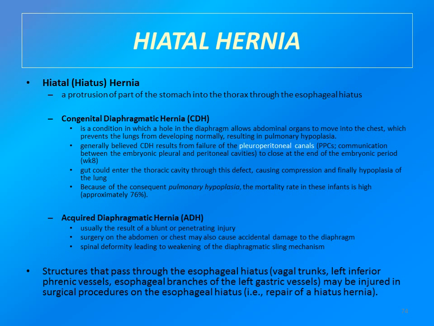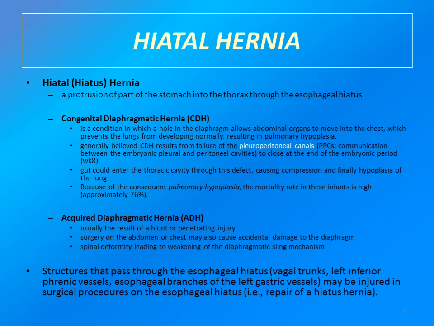In a prior lecture, we discussed hiatal hernia. This is where there's a protrusion of part of the stomach and perhaps other abdominal viscera into the thorax through the esophageal hiatus. This can be a congenital diaphragmatic hernia, or CDH. This is where the opening between the pleural and peritoneal cavities, or the pleuroperitoneal canal, fails to fuse during development. This allows the gut viscera to herniate upward into the thorax, causing compression of the lungs and hypoplasia.